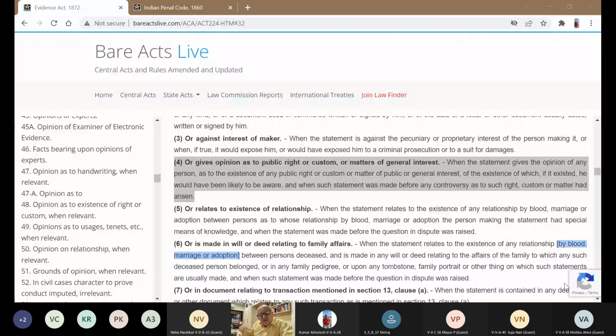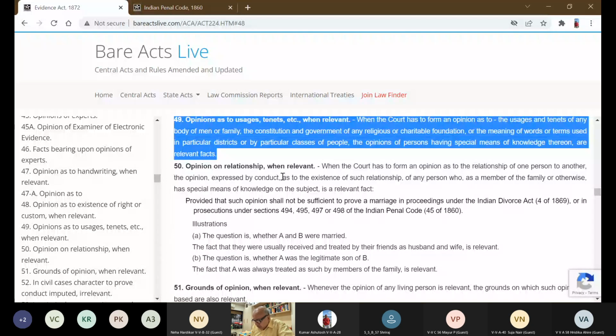So whether the court will take into consideration what the usages and customs are, what the religious people, the charitable foundation had to say about this custom, the court will take into consideration. So this will be applicable under section 49.